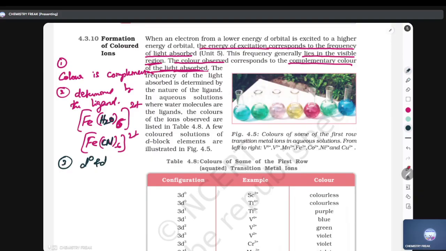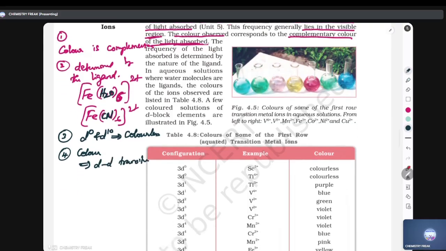d0 and d10. Only these two are colorless. Why? Because color is produced by d-d transition. Sir, what is d-d transition?